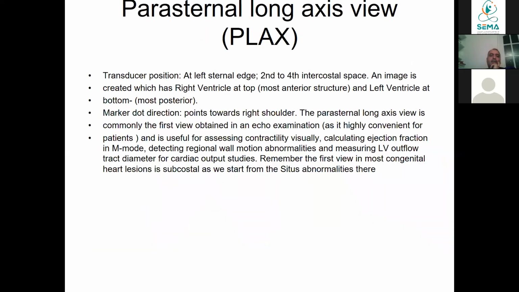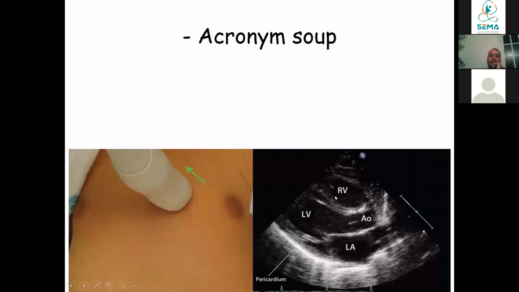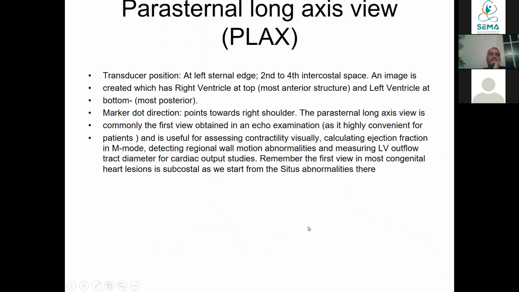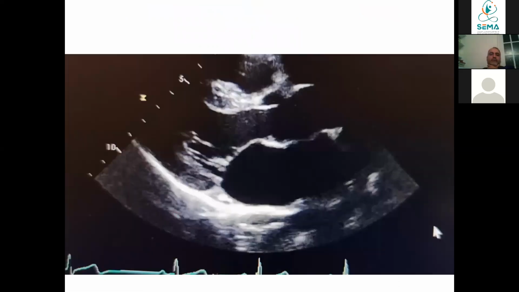So the transducer is at the left sternal edge, second or fourth intercostal space, which creates the right ventricle on the top, and left ventricle down. And marker direction, as we said, to the right shoulder.